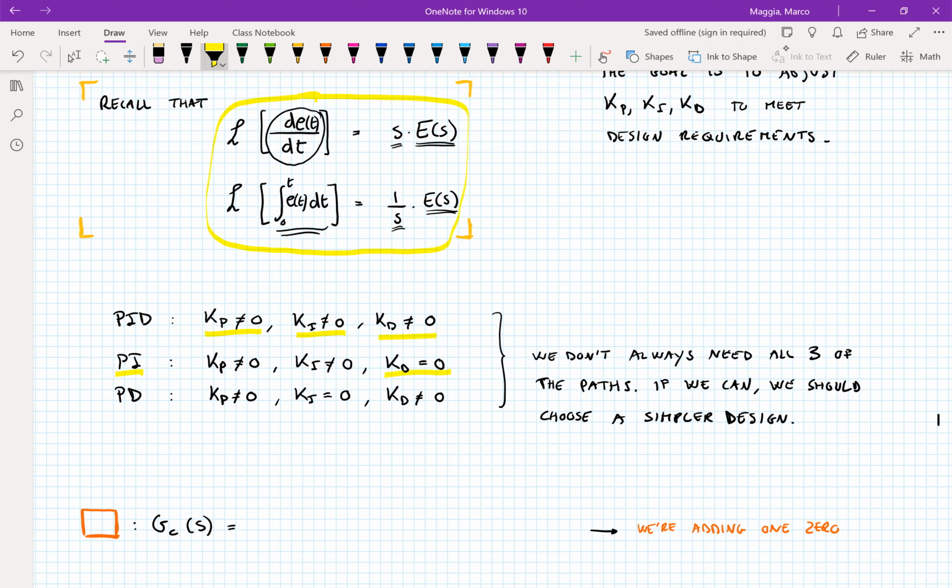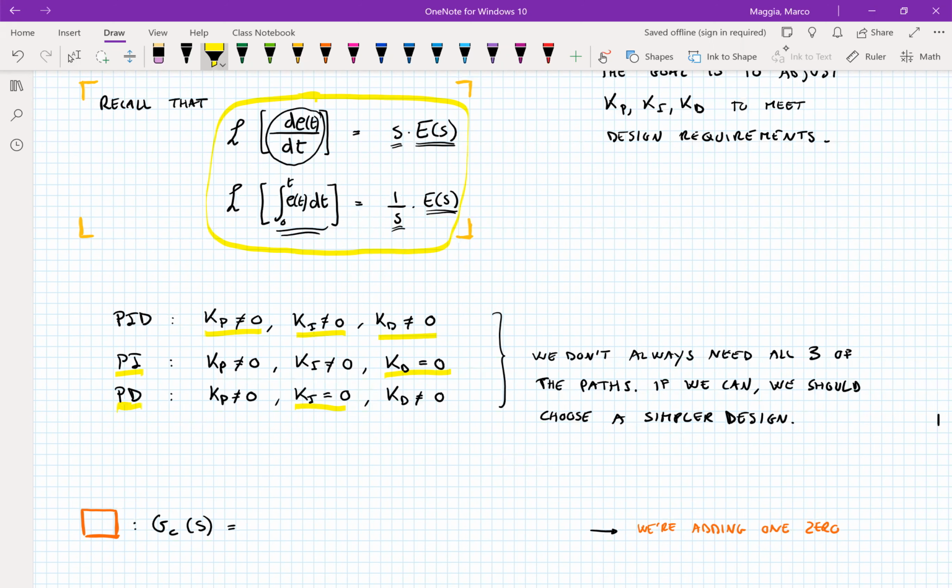So you only have a contribution of the error itself and of the integral of the error. Or you can also have only a PD controller, proportional derivative controller. In that case, the coefficient Ki is equal to 0.